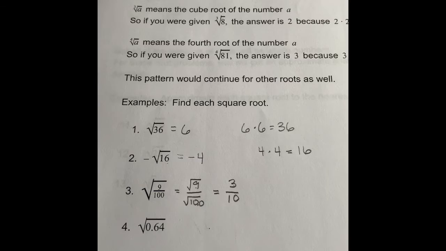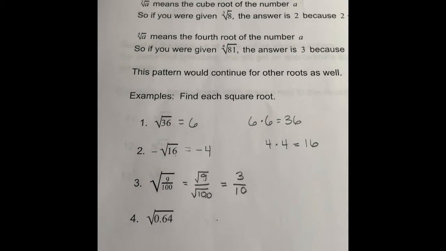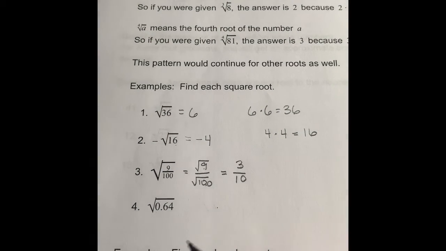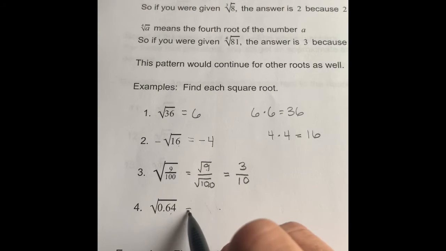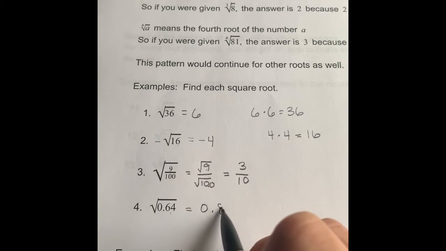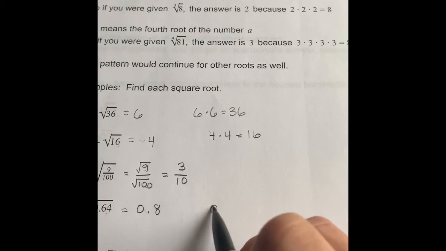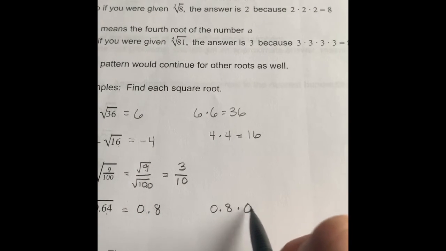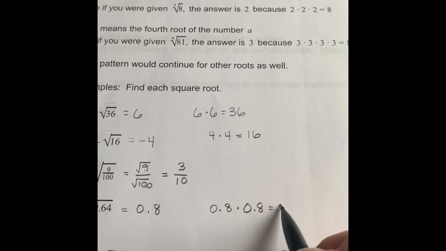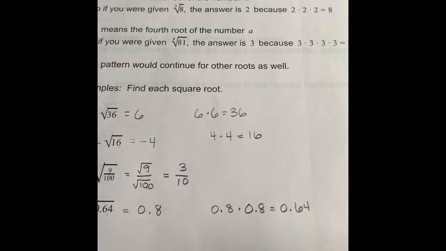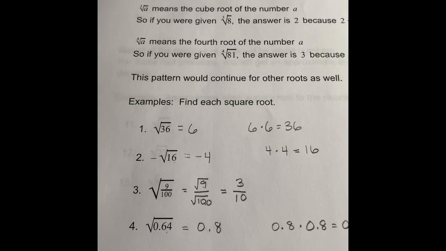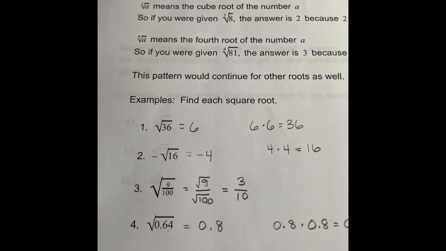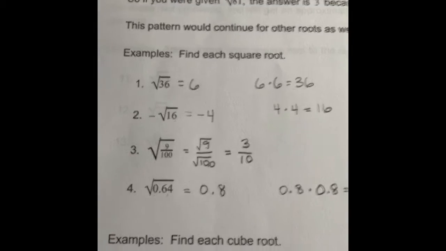If we were looking at a decimal, like on number 4, we're trying to find a number that we can multiply to itself to get 0.64. Well, our answer would be 0.8 because 0.8 times 0.8 equals 0.64. So again, with square roots, just trying to figure out a number that you can multiply to itself to get that number underneath the root.